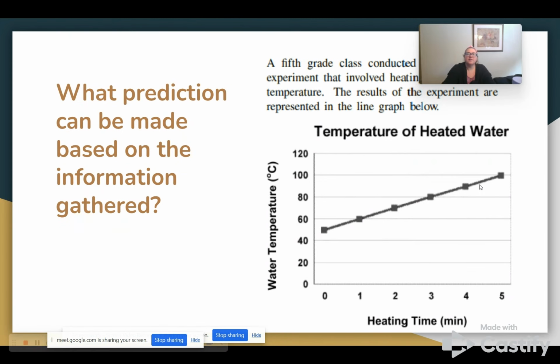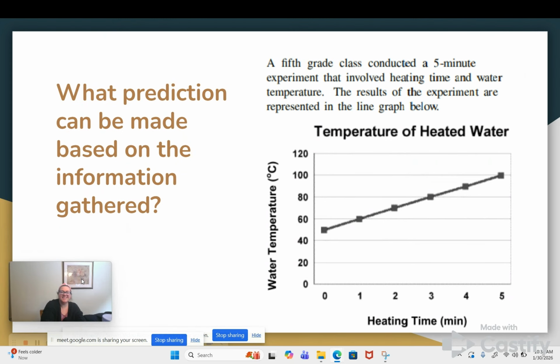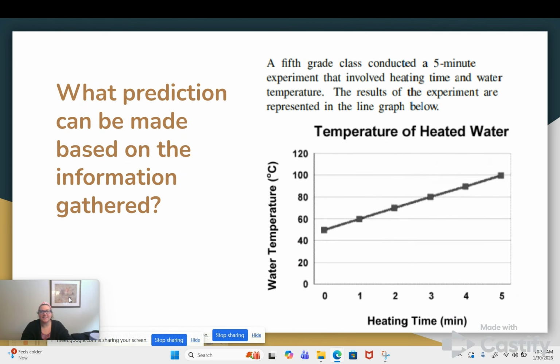All right. This says a fifth grade class conducted a 5-minute experiment that involved heating time and water temperature. The results of the experiment are represented in the line graph below. So, what prediction can be made based on the information?